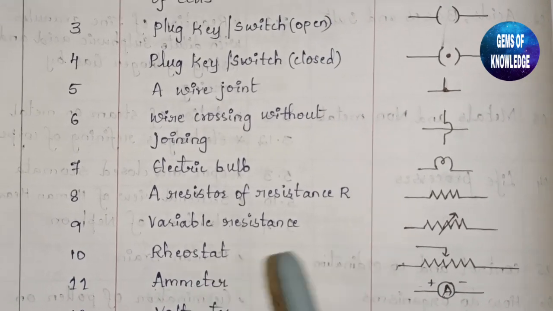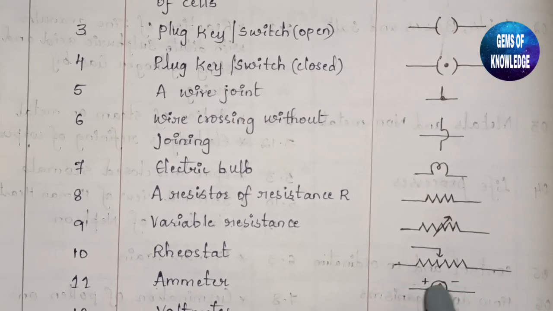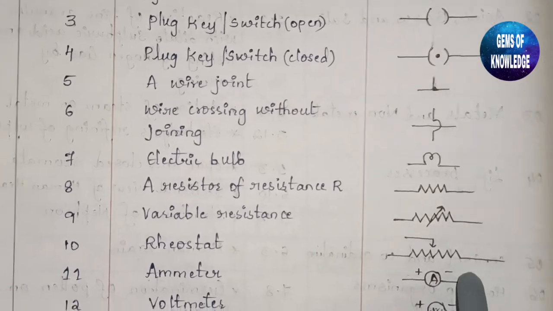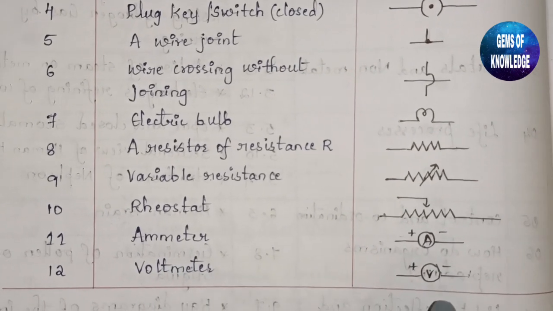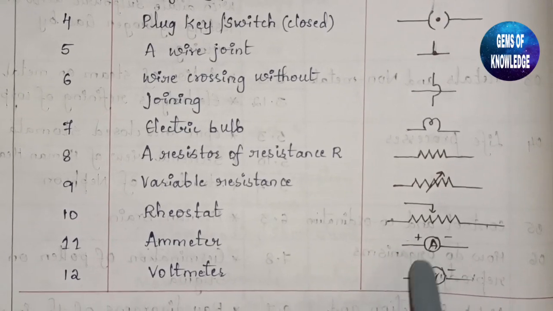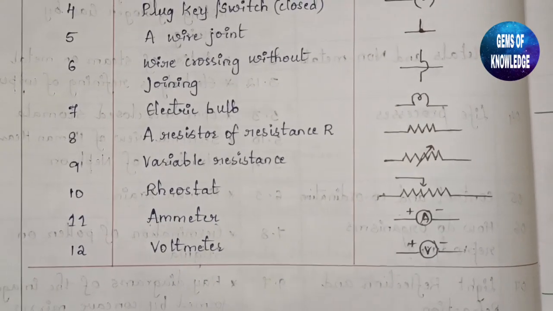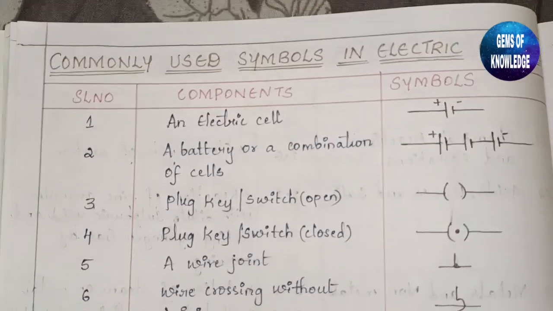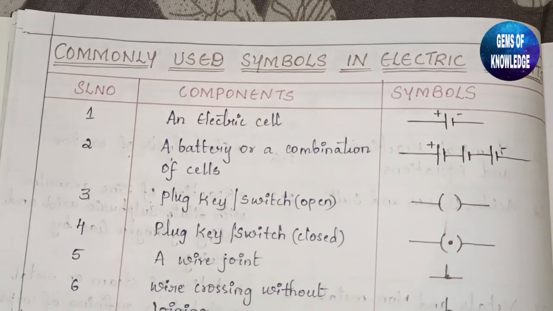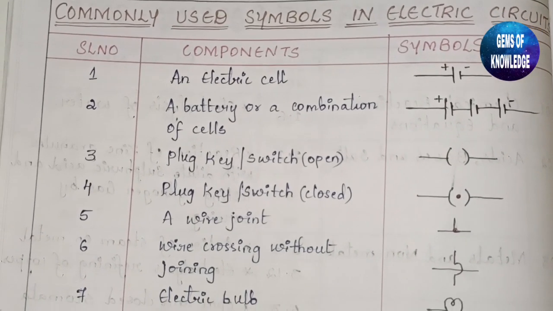Next is ammeter. It is denoted by A, so it is A with a circle, and the left side will be positive and the right side will be negative. Voltmeter starts with V, so it is noted as V with a circle and positive and negative signs. So these are the most important 12 symbols which you need to remember, and you may expect a 2 mark or 3 mark question regarding this. Okay, so I hope it is clear here.